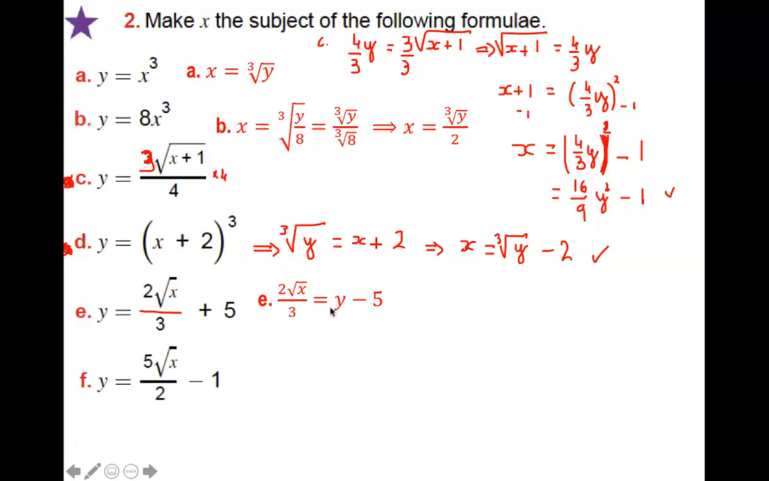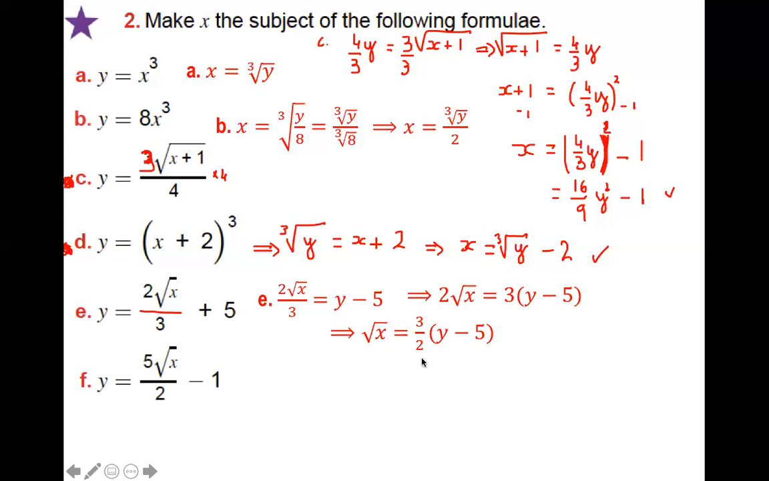And then on E, I'm going to get rid of the 5, add 5. So take away 5 first. I've got 2 root x divided by 3. So I'm going to time by 3. So 3 times y minus 5. And then I'm going to divide by 2. Then you get your 3 over 2 times y minus 5. Or you could have written 3 times y minus 5, the whole thing divided by 2.